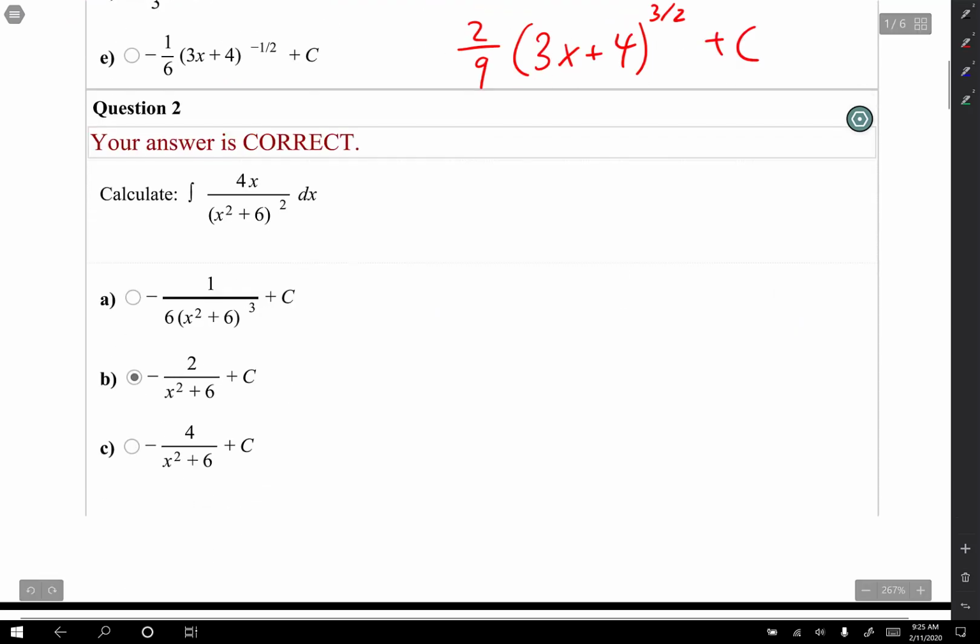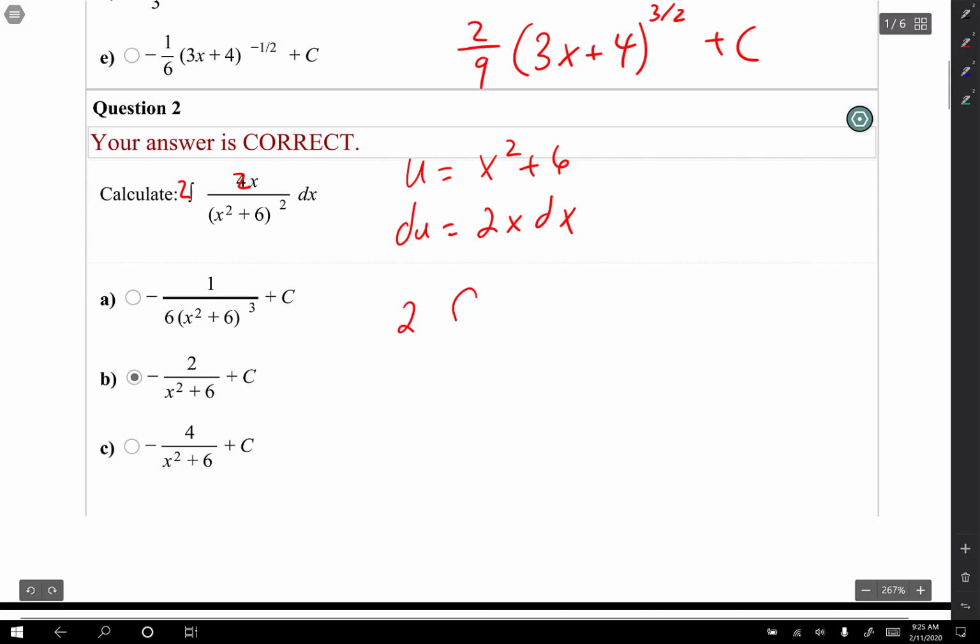On this one here, notice there's an x on the top and an x squared on the bottom. So u is equal to x squared plus 6. du is equal to 2x dx. Since I have a 4 there, I'm going to turn that to a 2, and I still have a 2 there. So look, there's no reason to balance. I just made that 4 into a 2 times 2.